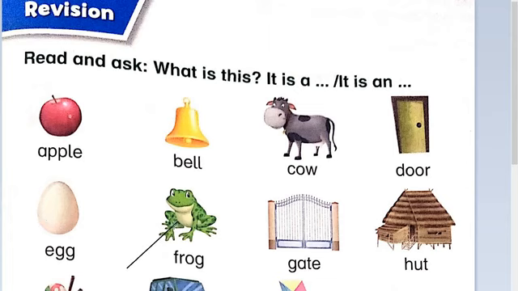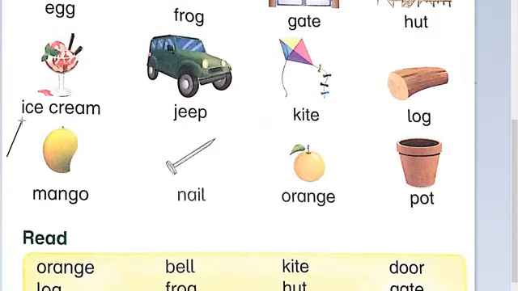What is this? It is a frog. ये एक मेंढक है. What is this? It is a gate. What is this? It is a hut. लकड़ी के बने हुए घर को कहते हैं. It is an ice cream. ये एक आइसक्रीम है.